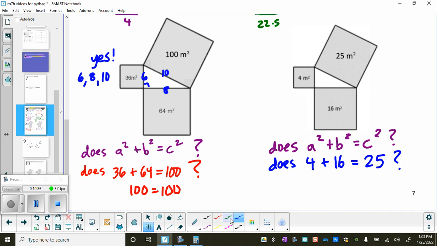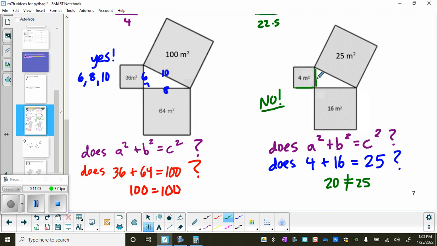All right, now when we come over here, again, it doesn't matter at the beginning of the problem what this side is, or this side, or this side, because I just want to know, does this side squared, the 4, plus this side squared, the 16, does it equal this side squared, which is a 25? So the answer here is actually going to be a no, and it's because 20 does not equal 25.